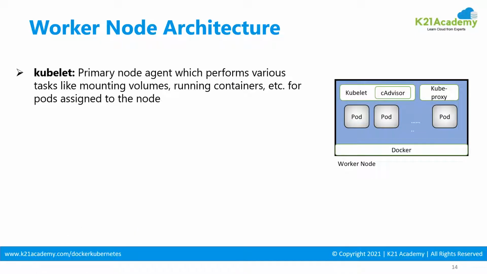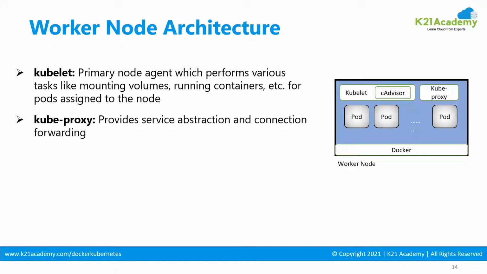It has an important component called the kubelet, as I already told you. It is a primary node agent, which performs various tasks like mounting the volumes, creating the pods, running containers, and maintaining the running containers, and everything is done by using this kubelet. As I told you earlier, kube-proxy provides the service abstraction and connection forwarding, in short, networking. Docker is something everybody knows about. It is a container engine which is used to create containers, and the containers will be deployed inside the pod with the help of the kubelet.